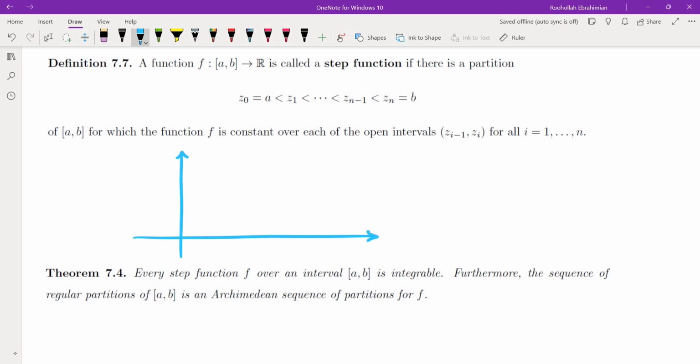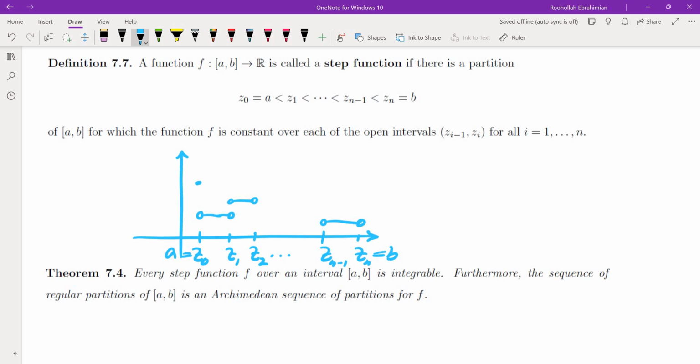So let me go over the definition. A function from [a,b] to R is called a step function if there is a partition z0, z1, z2, all the way to z_{n-1} and zn of [a,b] such that this function is constant over each of these intervals. So over the first interval it is constant, over the second interval it is constant, and over the last interval it is constant.